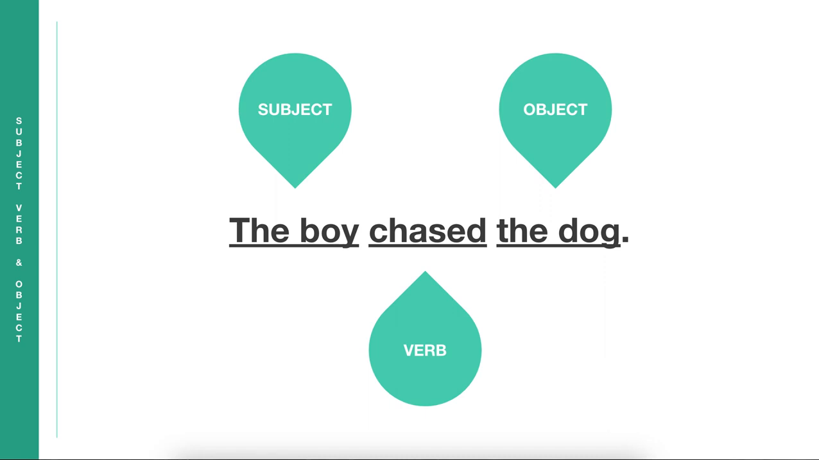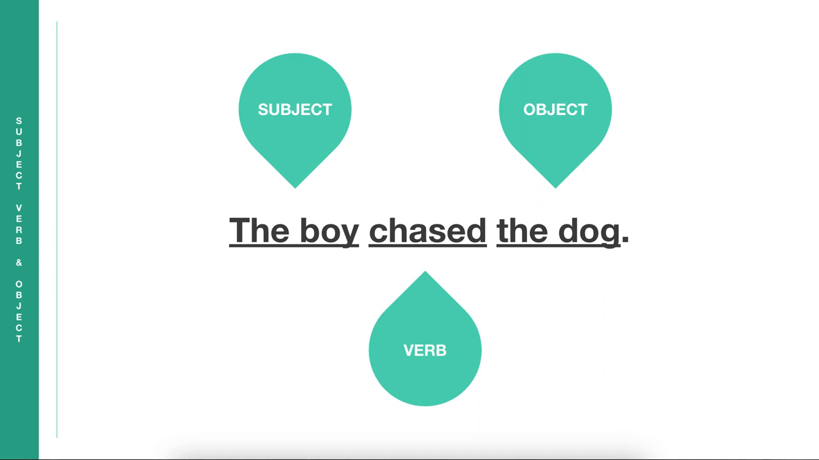Finally, our object is the thing that is being acted upon. It's the thing that's maybe receiving the verb. And in this case, it's the dog. The dog isn't doing the chasing. The dog is the one being chased. Therefore, the dog is the object. So again, the verb is the action. The subject is the person or thing that is doing the action. And the object is the person or thing that is being acted upon, that's receiving the action.